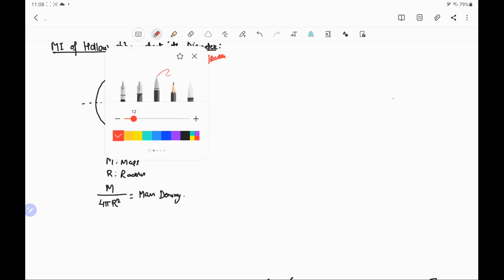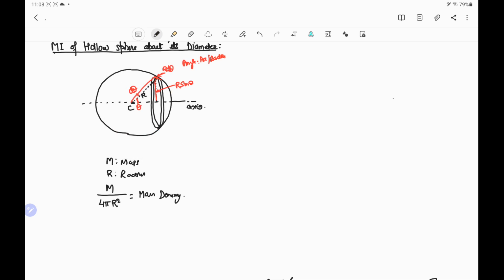Therefore, the mass of this ring is dm. This is the elementary mass, and we can write it as mass density multiplied by area of the ring, that is 2 pi, the radius of the ring r sine theta, and thickness of the ring r d theta. Simplifying it, 2 pi will be cancelled out, here is 2, and r square will be cancelled by these 2r, remaining is m by 2 sine theta d theta.